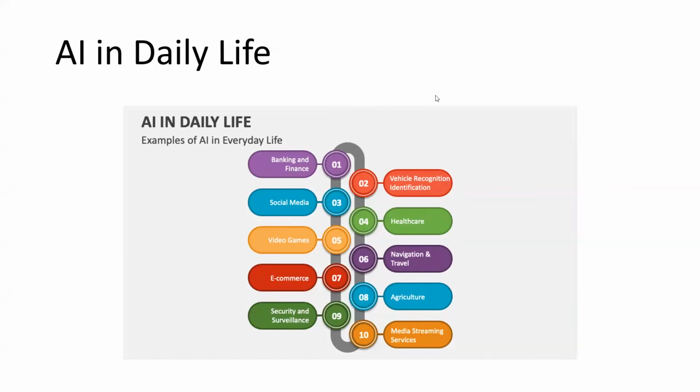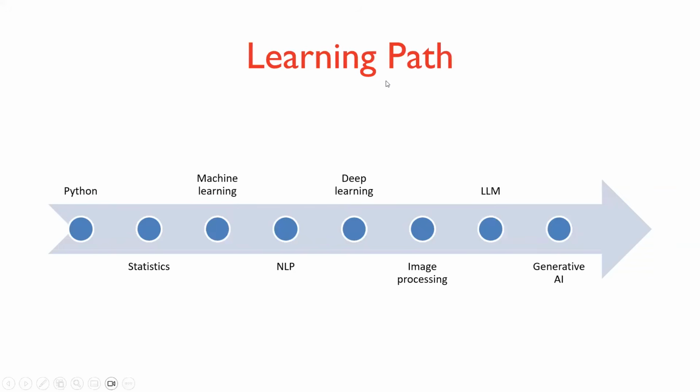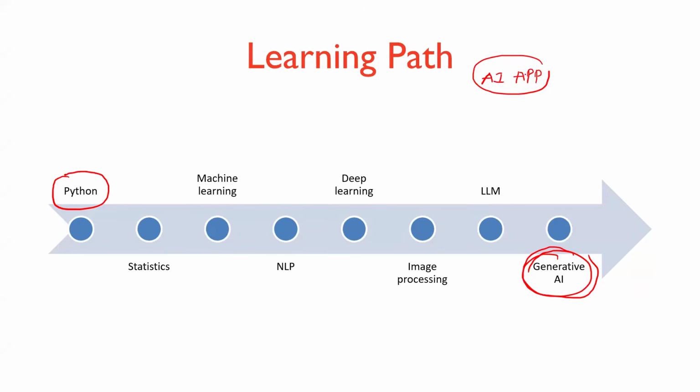Sir, how do you learn AI? In order to learn AI, you need to follow a path. First, you must obtain the skills of Python. Now, you may ask, why do we need to learn Python? Ultimately, let's say we use a tool called Midjourney. If you want to create your own AI-based app, you must use a programming language. The programming language is called Python.